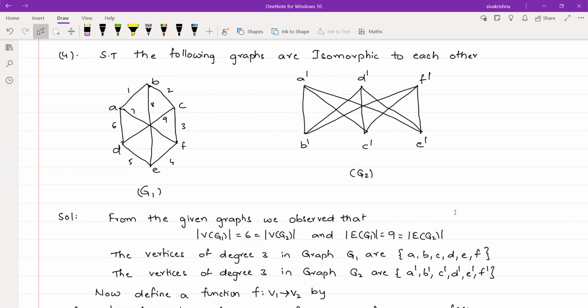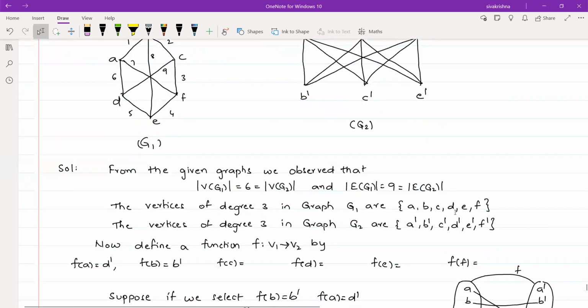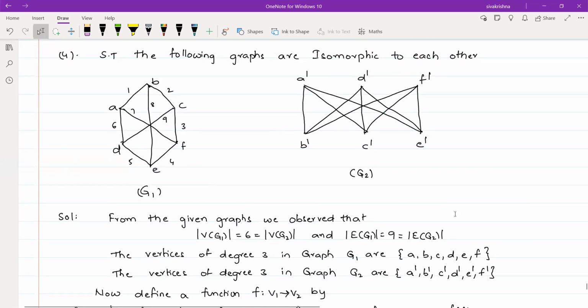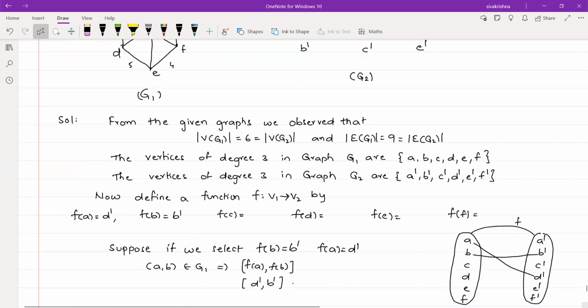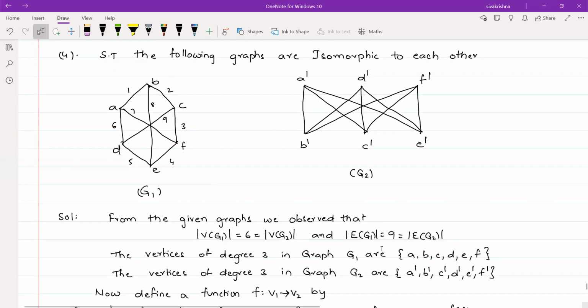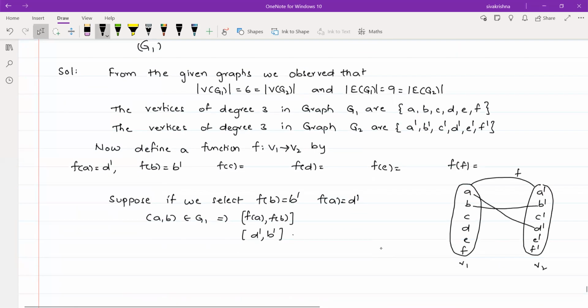It means we have to select the image of C by either A dash or F dash. Since B dash is chosen as the image of B, from B dash we have edges to A dash and to F dash, so we have to select the image of C by either A dash or F dash. Now I am selecting the image of C by A dash.